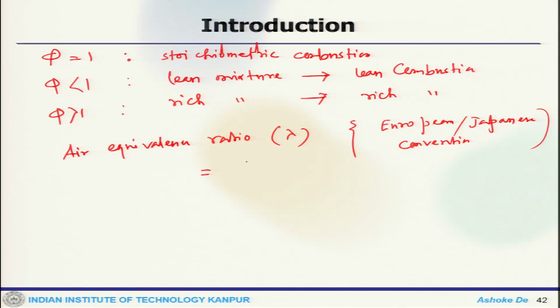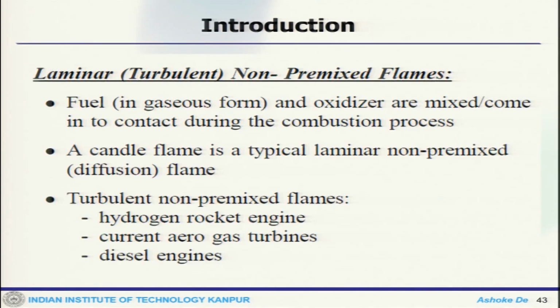So, that is nothing but 1 by phi. Certain industries also use excess air ratio, excess oxygen, or similar terminologies. Sometimes people use excess oxygen, sometimes they use excess air ratio. So, these are the different terminologies which are available and people do use them. Those are what is required for a premix system.